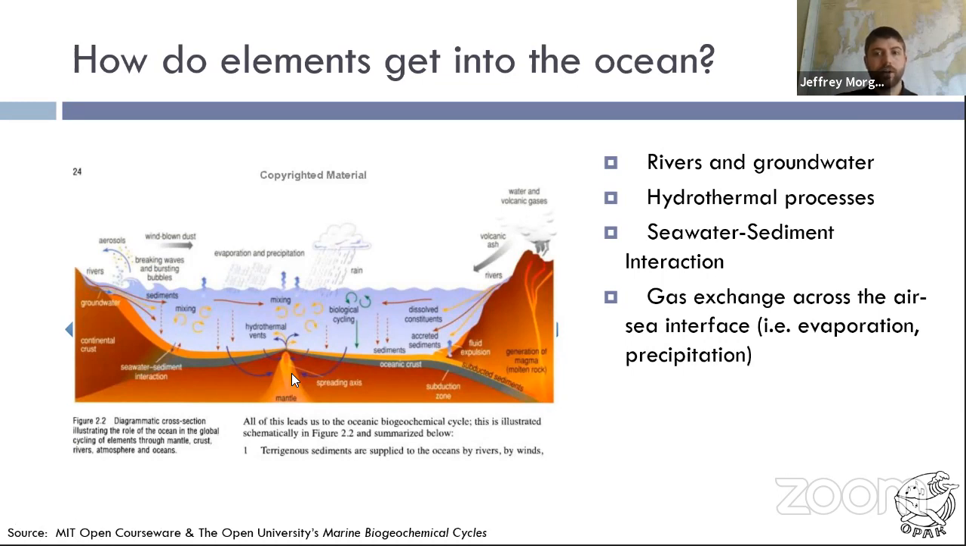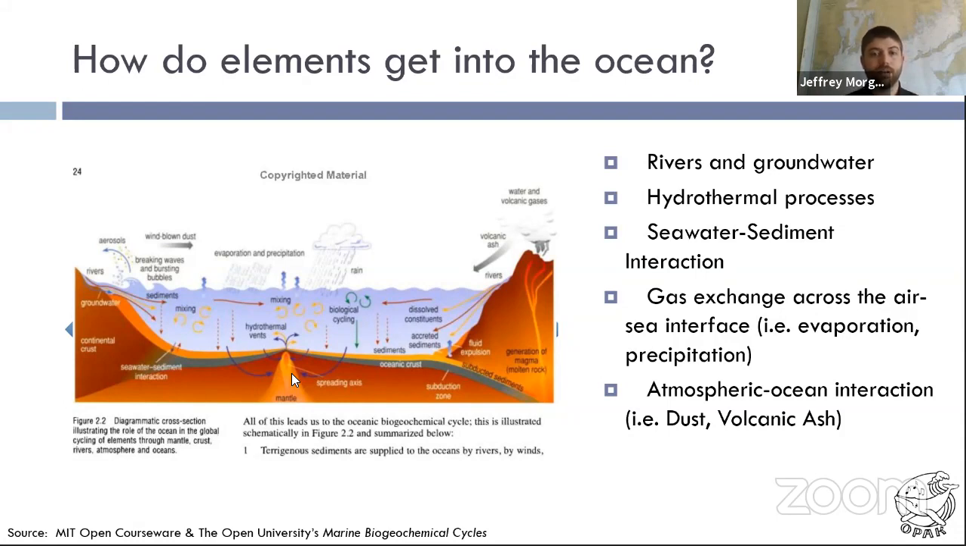We have the gas exchange between the air and the sea. So think about the constant evaporation and precipitation that are happening. And then we also have other atmospheric things like volcanic ash and dust being blown from deserts and land into the ocean, which all create this chemistry of our ocean.